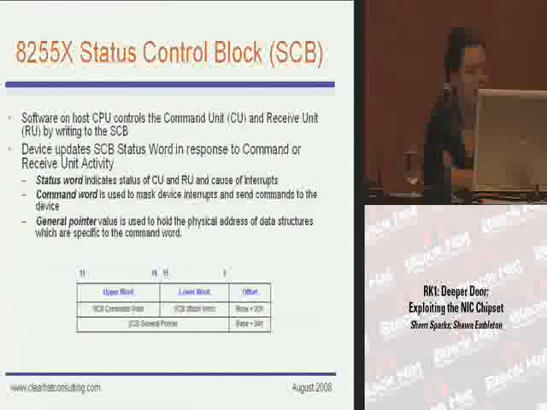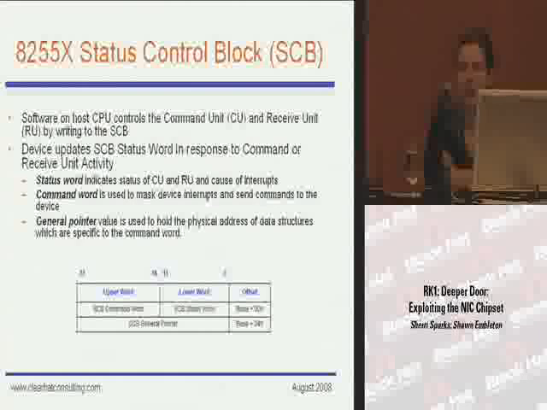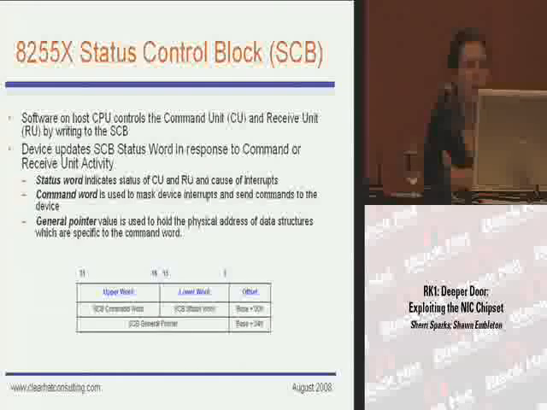The command word is just like it says. We can issue commands to the LAN controller by writing to the command word. We can receive information about the status of the controller by reading the status word. The status word contains such things as the result of an interrupt on the device. What caused an interrupt? Was it a frame arrival? Or error conditions that might have occurred? And then the general pointer value holds the physical address of different data structures that depend upon the type of command you're trying to issue.